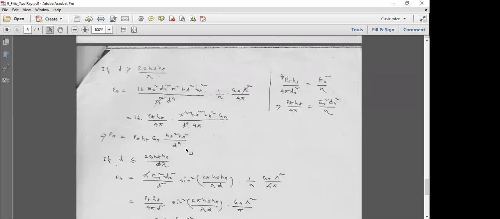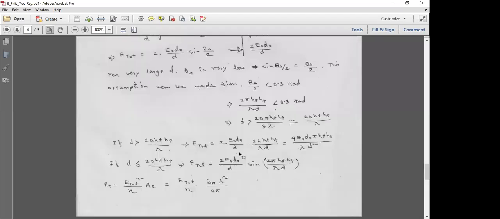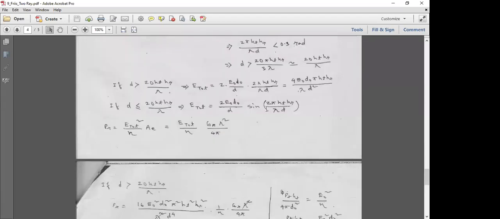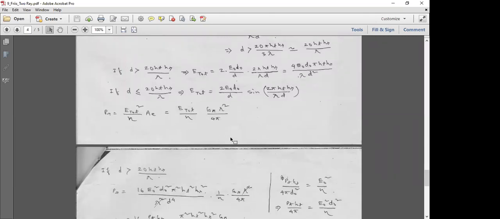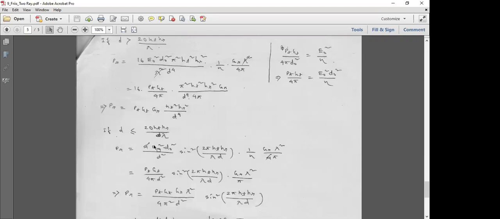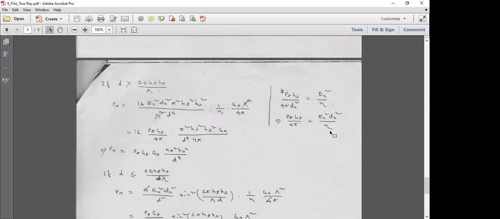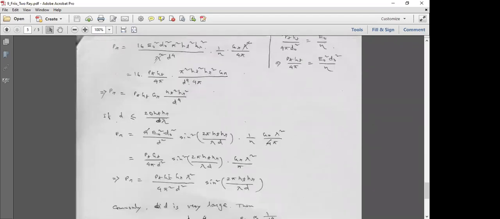However, for the other case, when d is smaller, then you have to keep the sine term. So E square by eta and g lambda square by 4 pi gives you this relationship. Again, you use E naught square d naught square by eta equal to ptgt by 4 pi. That simplifies a little bit, but we end up with this longer expression.